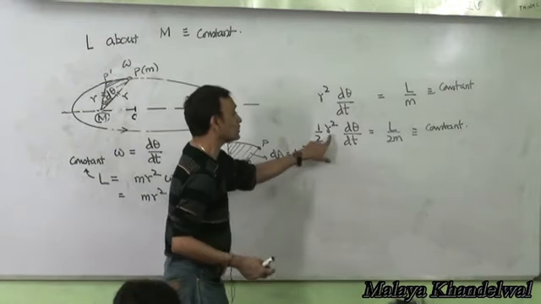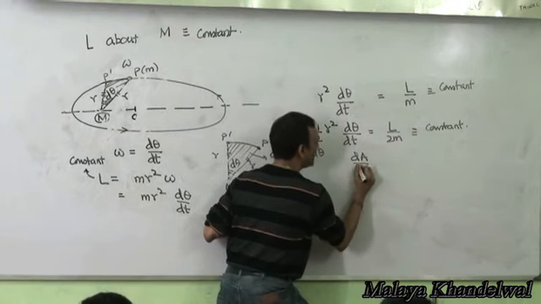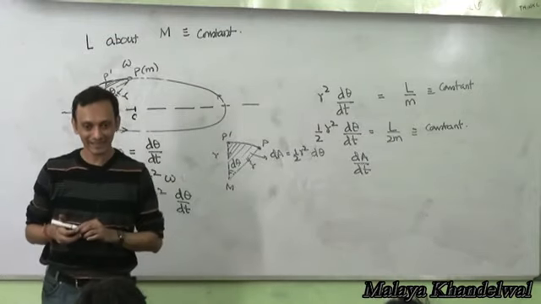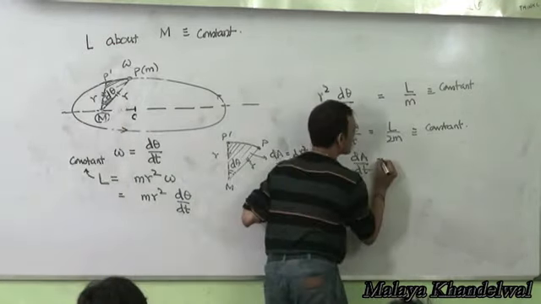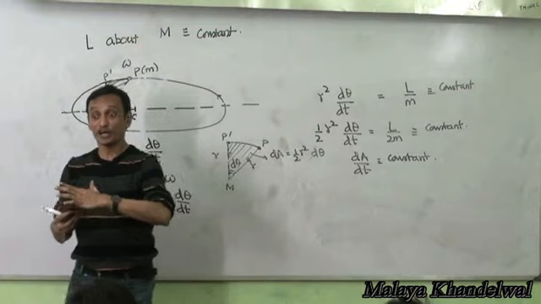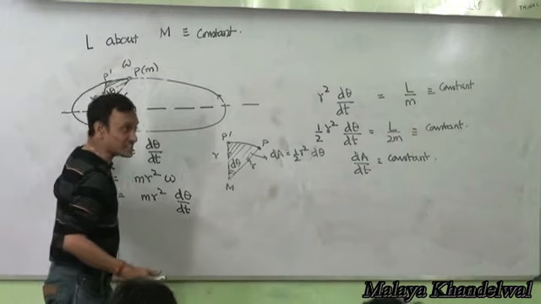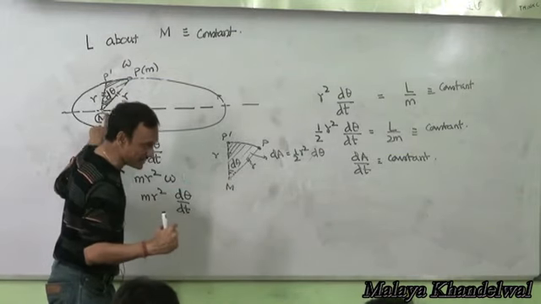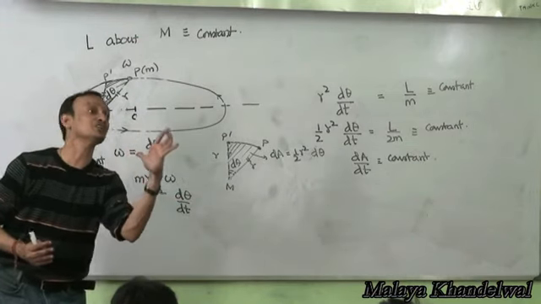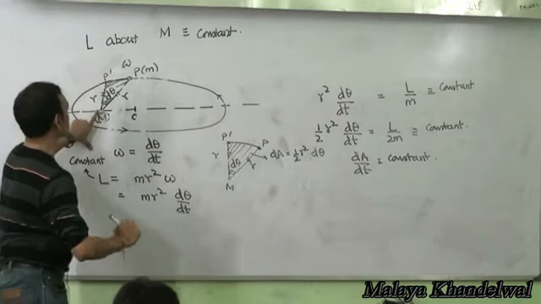That means half of R squared into d theta by dt is what? It is dA by dt, because half of R squared into d theta is dA. So this is dA by dt. That's a constant. But dA by dt is what? The rate at which area is described about the focus where capital M is located. That means that's a constant. That means equal areas are described in equal intervals of time. If you have the same dt, then the same dA will be described about M.